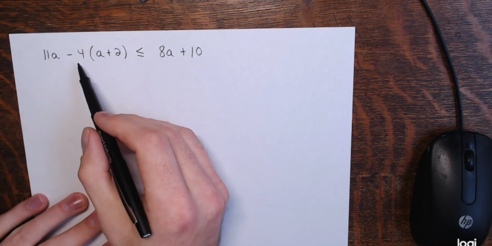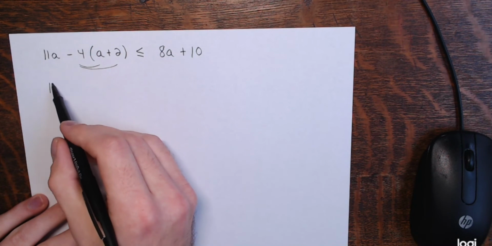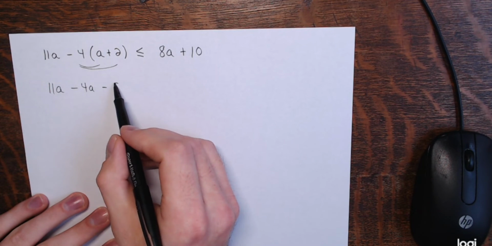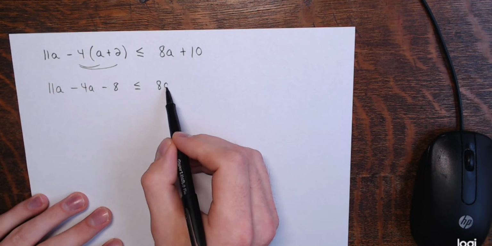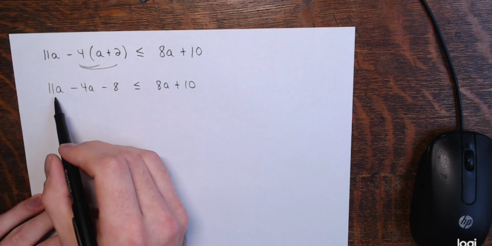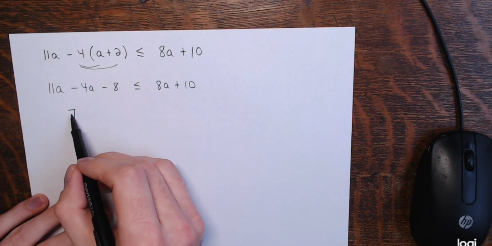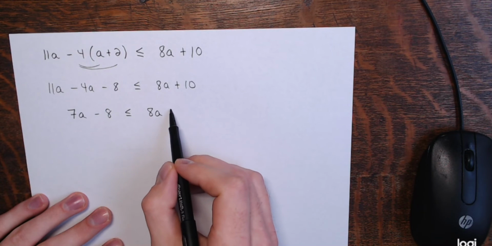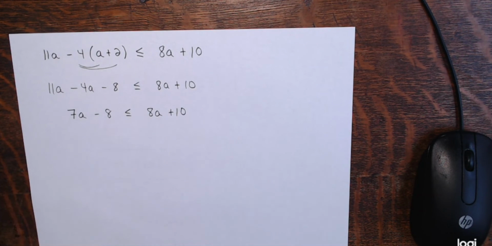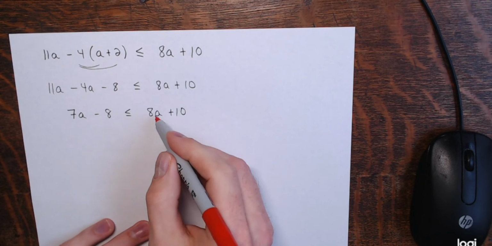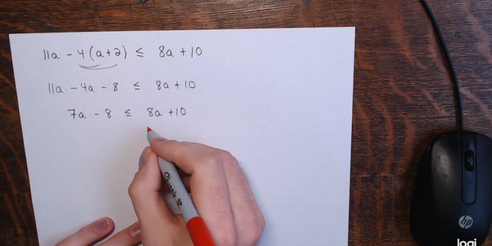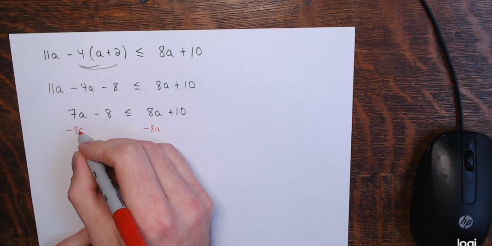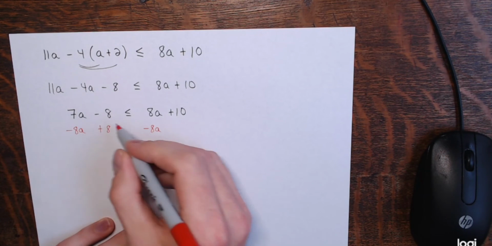Good. Now we simplify the sides, right? So we have over here, I'll distribute the negative 4, get rid of parentheses here. We have 11A and then minus 4A minus 8 less than or equal to 8A plus 10. The 11A minus 4A makes 7A, so we have 7A minus 8 is less than or equal to 8A plus 10. And then I'll just do addition and subtraction here to get all the A's. I like having them on the left. Makes the inequality easier to read, the solutions easier to get. So I'm subtracting 8A, and then I'd be adding 8, right? Getting rid of this negative 8 on the left side here.